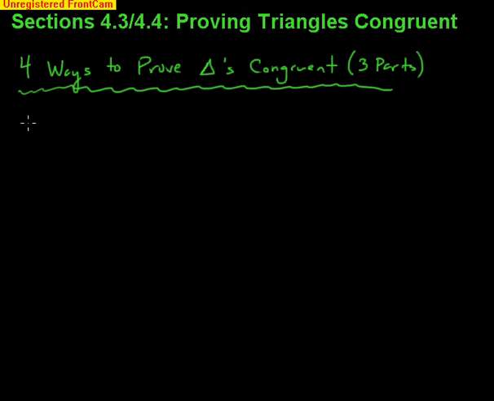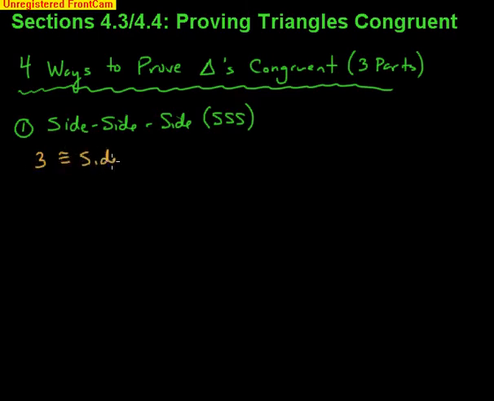The first one is going to be side, side, side, typically what we call SSS. In side, side, side, the 3 parts you need are the 3 sides. So you need 3 congruent sides from each triangle.